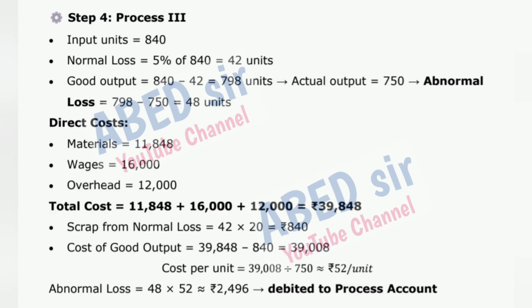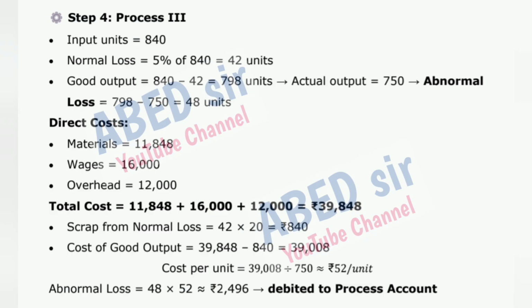Direct costs. Materials is equal to 11,848. Wages is equal to 16,000. Overhead is equal to 12,000. Total cost is equal to 11,848 plus 16,000 plus 12,000, which is equal to 39,848 rupees. Scrap from normal loss is equal to 42 times 20, which is 840 rupees. Cost of good output is equal to 39,848 minus 840, which is 39,008.